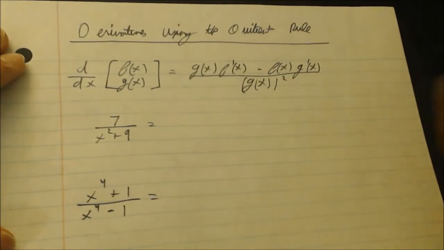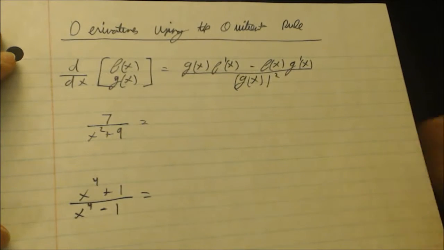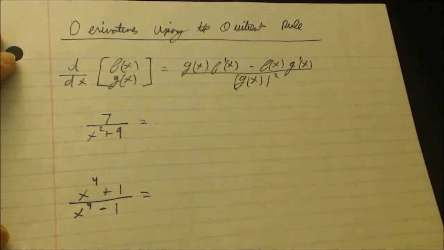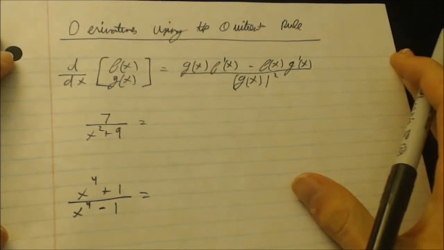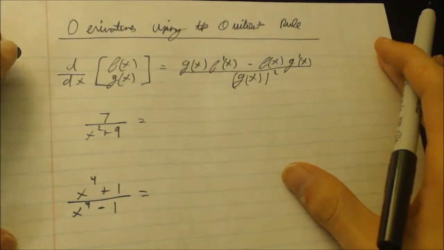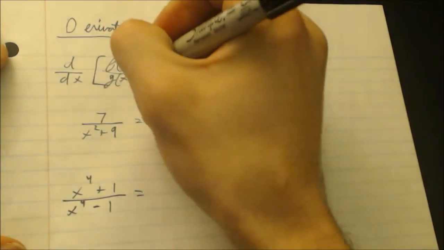Alright, now we're going to solve derivatives using the quotient rule. Now, this is just slightly more complex than the product rule, and it builds upon the product rule and the power rule. Just like the product rule uses the power rule, this uses the power rule as well. So, here's the exact definition.